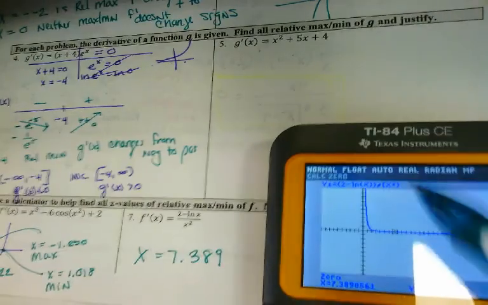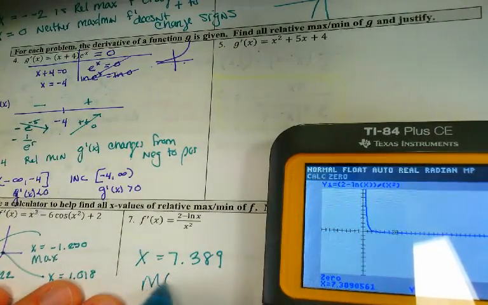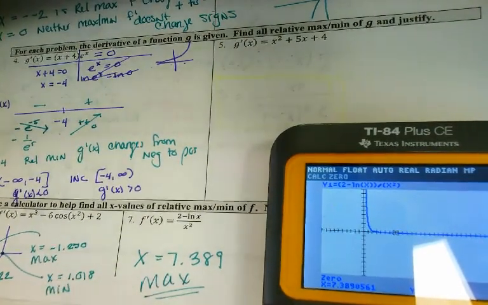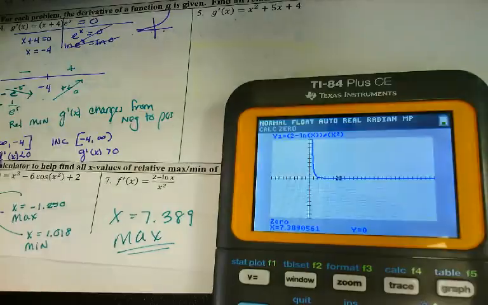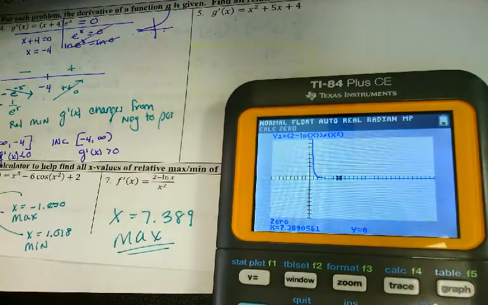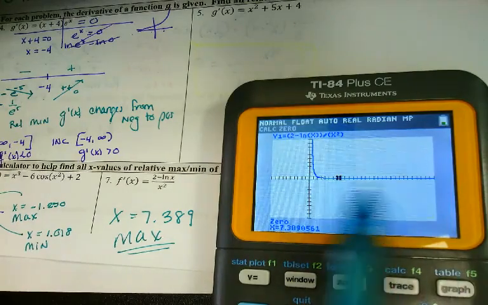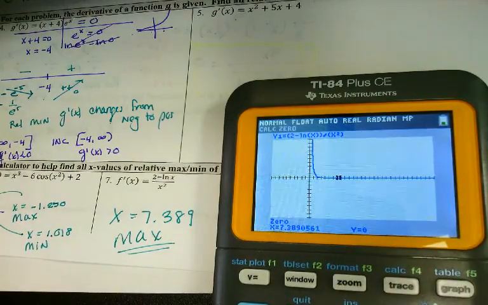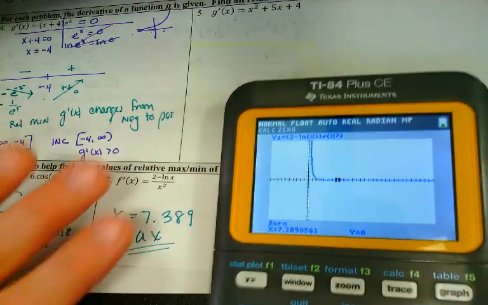Max, because f prime's changing from a positive to a negative. Okay, so it does look like it does change. It's very hard to see visually. That's why you want to double check it mathematically here. But there is a sign change at 7.389. Do we get the idea with the graphing part? I don't need to do another one.